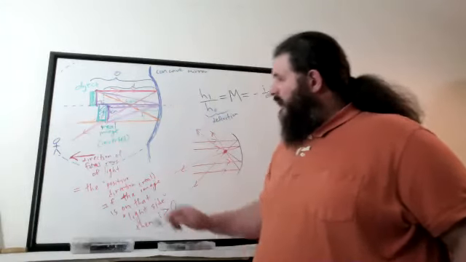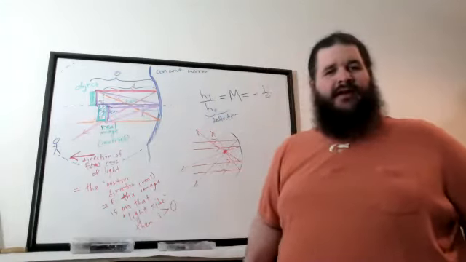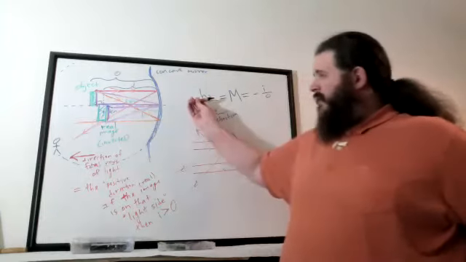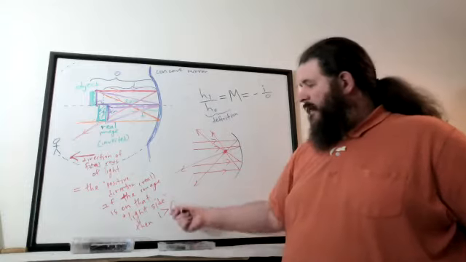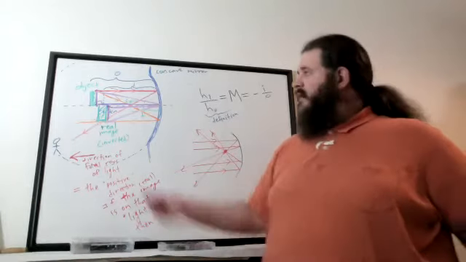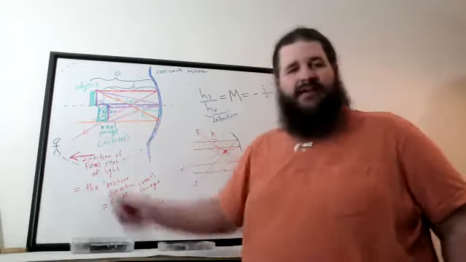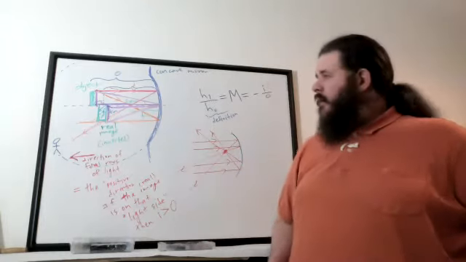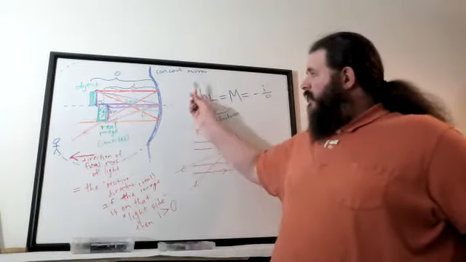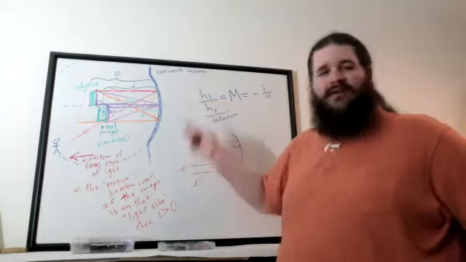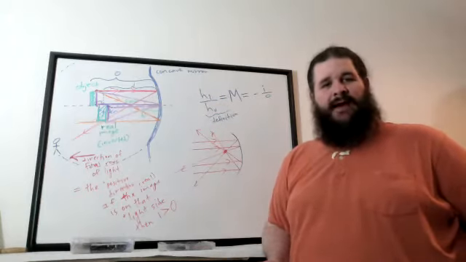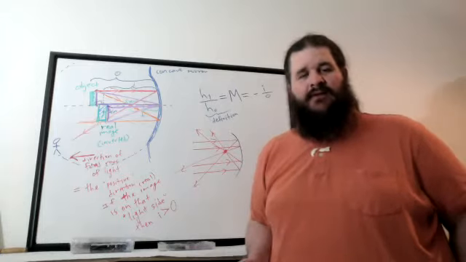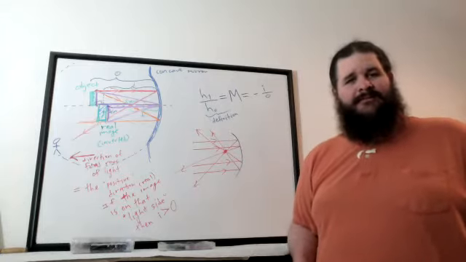Any real image has to be on the side that light is actually traveling on. If it was on the dark side of the mirror, then it would be a virtual image. So any real image is going to have a positive value for I because it's on the side of the mirror that light is actually traveling on at the end. Whereas a virtual image would be on the dark side of the mirror. It's on the side that light is not traveling on at the end. So we'd call that the negative side or the negative direction. And in that case, the image value would be less than 0, a negative number.